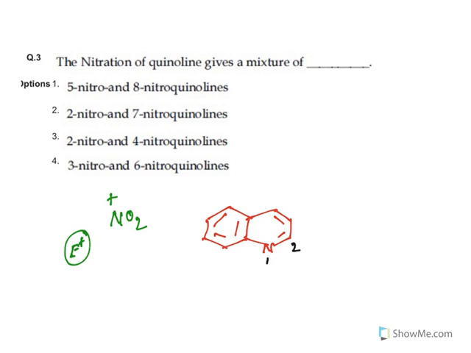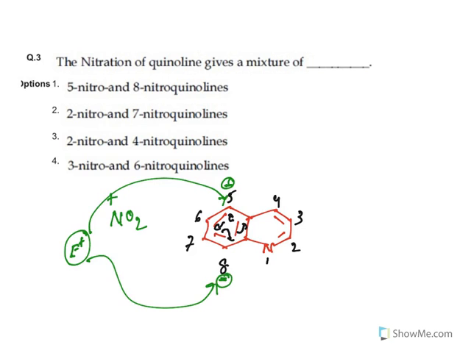In quinoline, the numbering goes like this: 5, 6, 7, 8. Now, in this quinoline, the pi electrons will be moving continuously. That is why we show a circle in benzene. Similarly, the pi electrons will be moving. When you see that pi electron moving in canonical structures, the electron abundance will be more at the 5th carbon and 8th carbon. So nitration can occur at the 8th carbon or the 5th carbon. So what is the option? 5-nitro and 8-nitro quinolines.